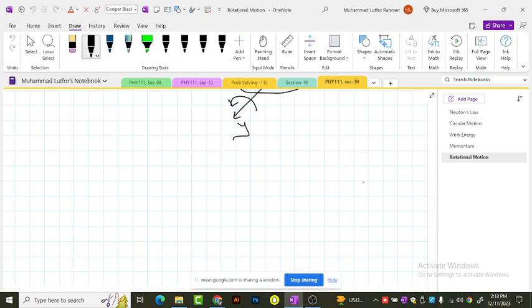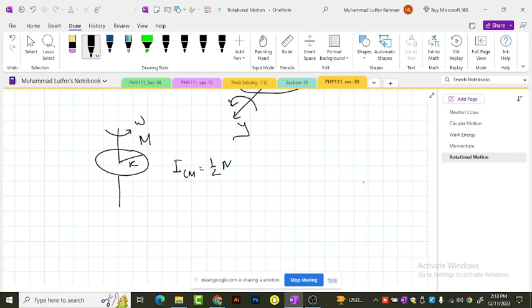Let's say you have a disc which has a mass m and the radius is r. If you want to rotate this system about this point at an angular velocity, let's say omega, then its moment of inertia through the center of mass should be half of mr square.